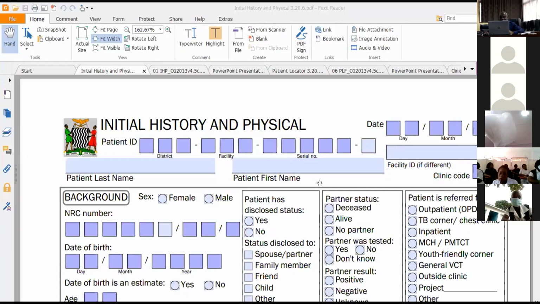Then you can go to this one. Kindly let me know if you are able to see my screen. There's no response from anyone. Okay, so we will start with, hello? You can see the screen. That's wonderful. Thank you so much.